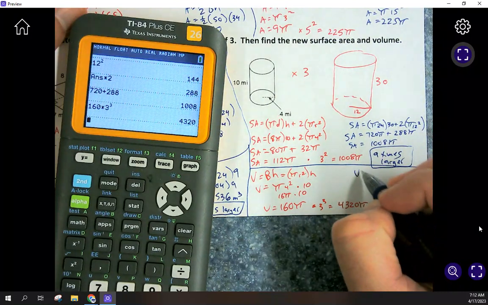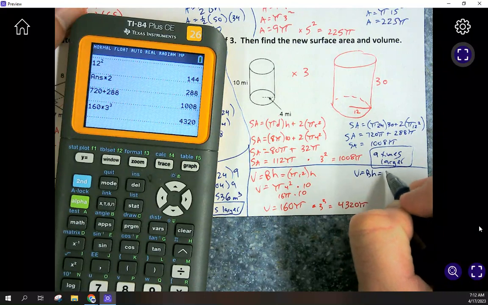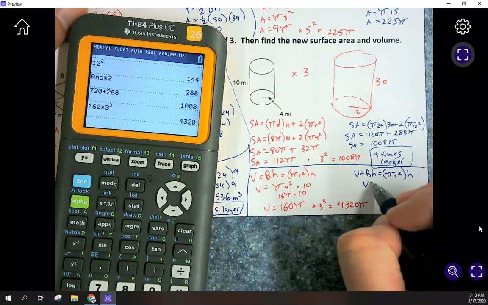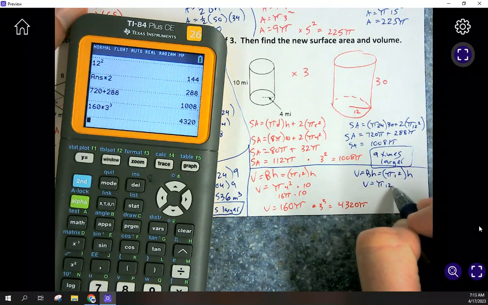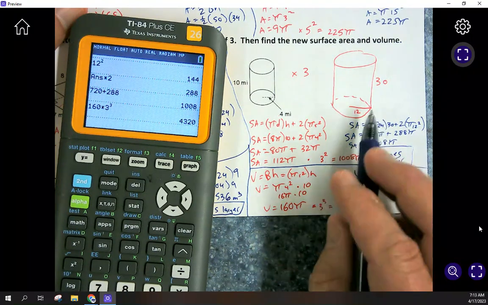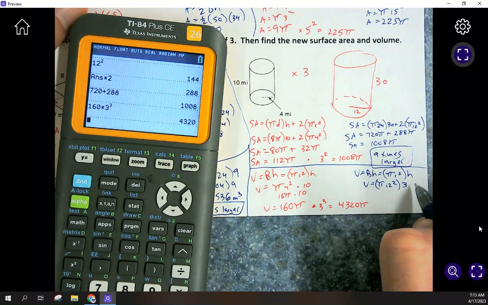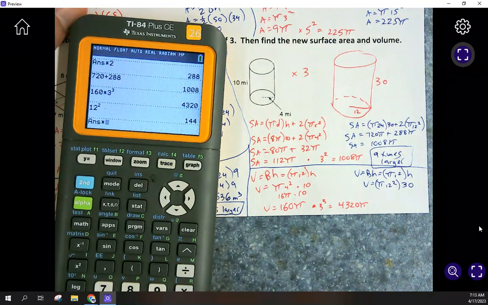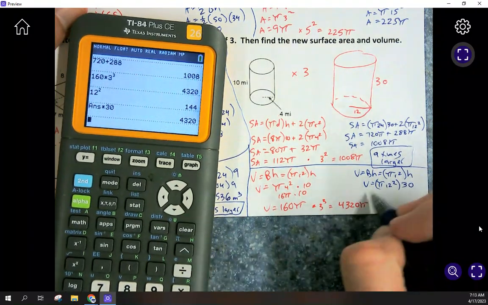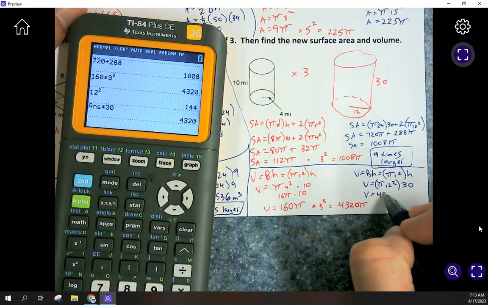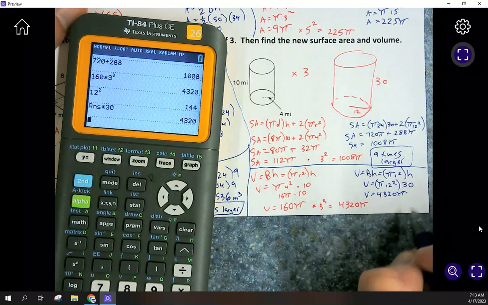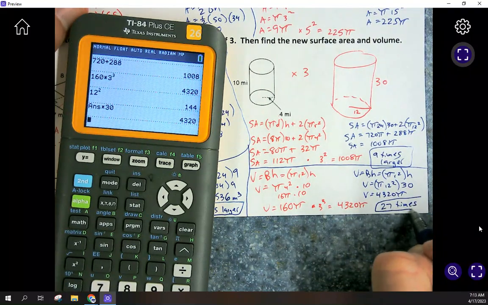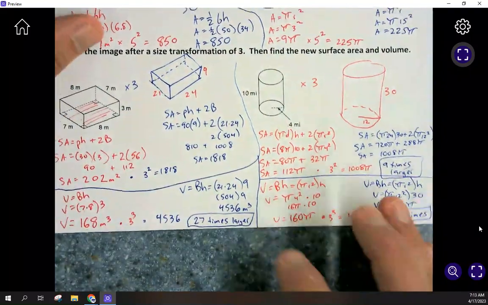Quick check over here. Volume equals big B times H, pi r squared times H. So pi times 12 squared, radius is 12, times the height of 30. So 12 squared times 30. Sure enough, volume is 4,320 pi, 27 times bigger. All right, so we've proven this to be true now.